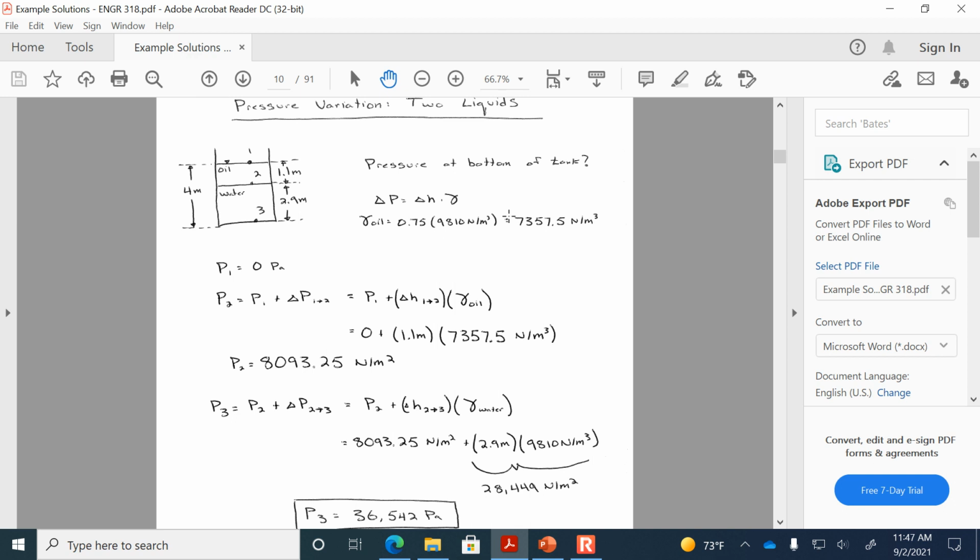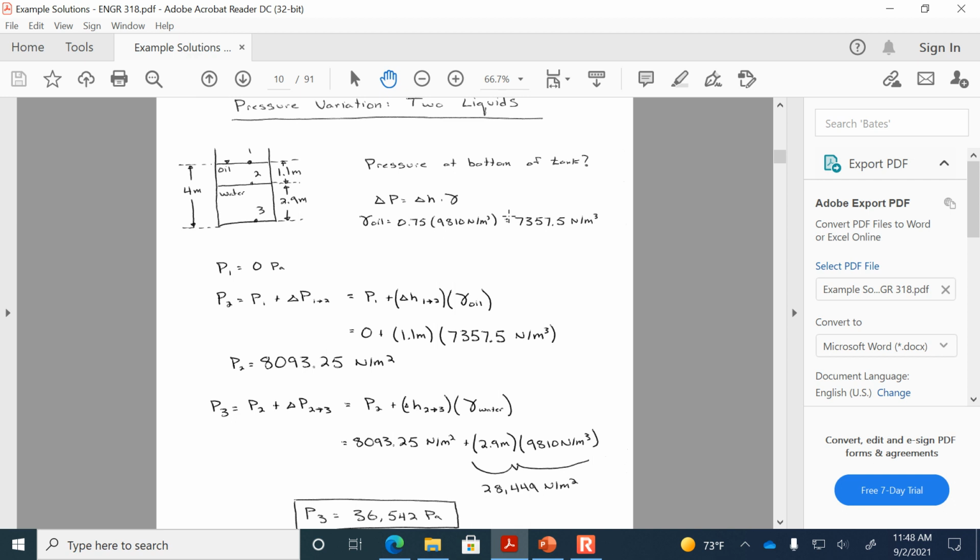And if you've got your calculator, you can follow along. Keep me honest. I think the unit weight of the oil is going to be 7357.5 newtons per meter cubed. Okay, so that's what we use, is we're going down through oil, so we need to use the unit weight of the fluid that's between the 2 points. 7357.5 newtons per meter cubed.